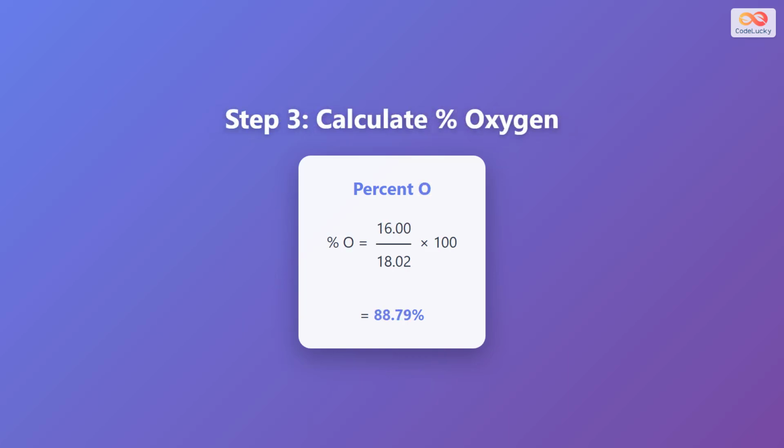Next, we calculate the percent composition of oxygen. We divide the mass of oxygen, 16 grams per mole, by the total molar mass, 18.02 grams per mole, and multiply by 100. This gives us 88.79%. This means oxygen makes up about 89% of water's mass.